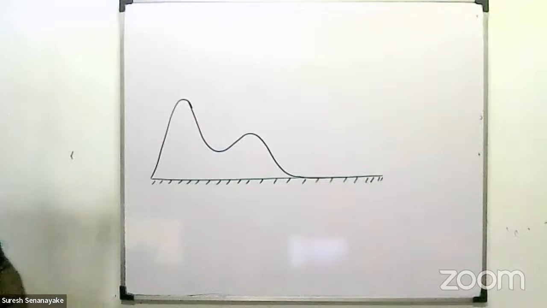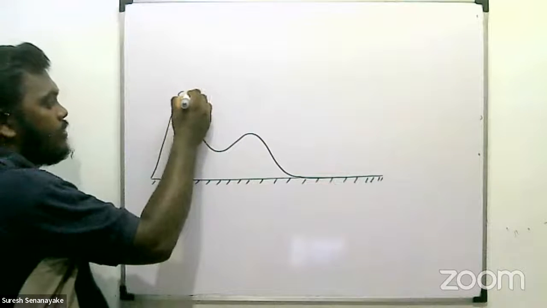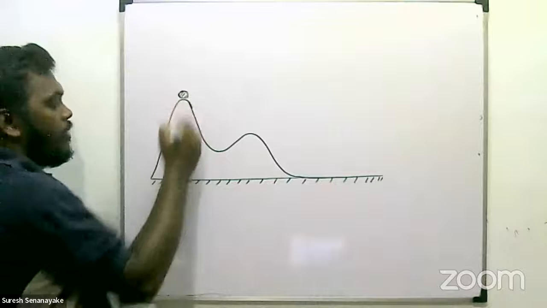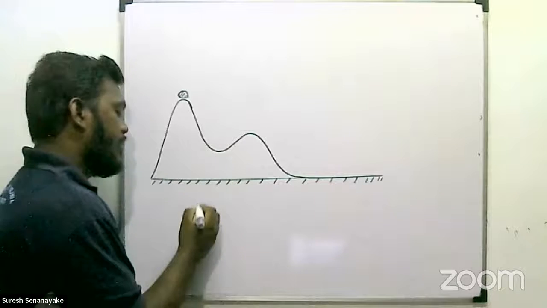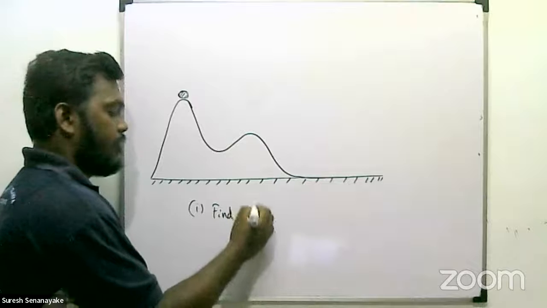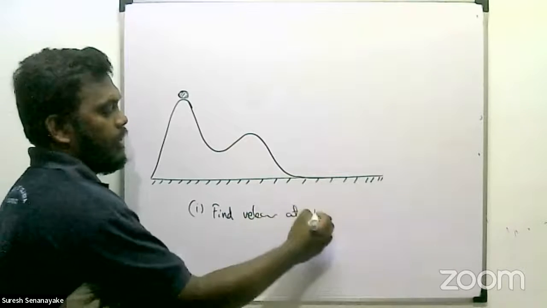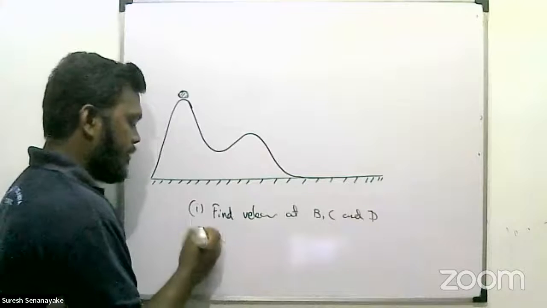Released at A, as shown in the figure. Find the velocities at B, C and D. First part, right? Find the velocities at B, C and D.